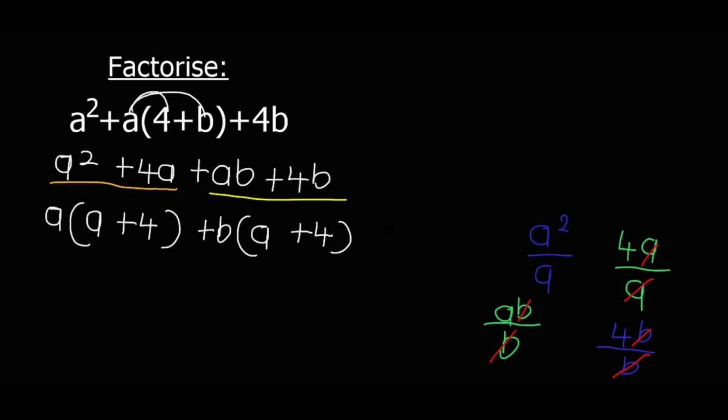And from here you can see we have a common bracket. Our brackets are the same. So we will write bracket 1, a plus 4, and then we have a plus b. And then this is our answer.